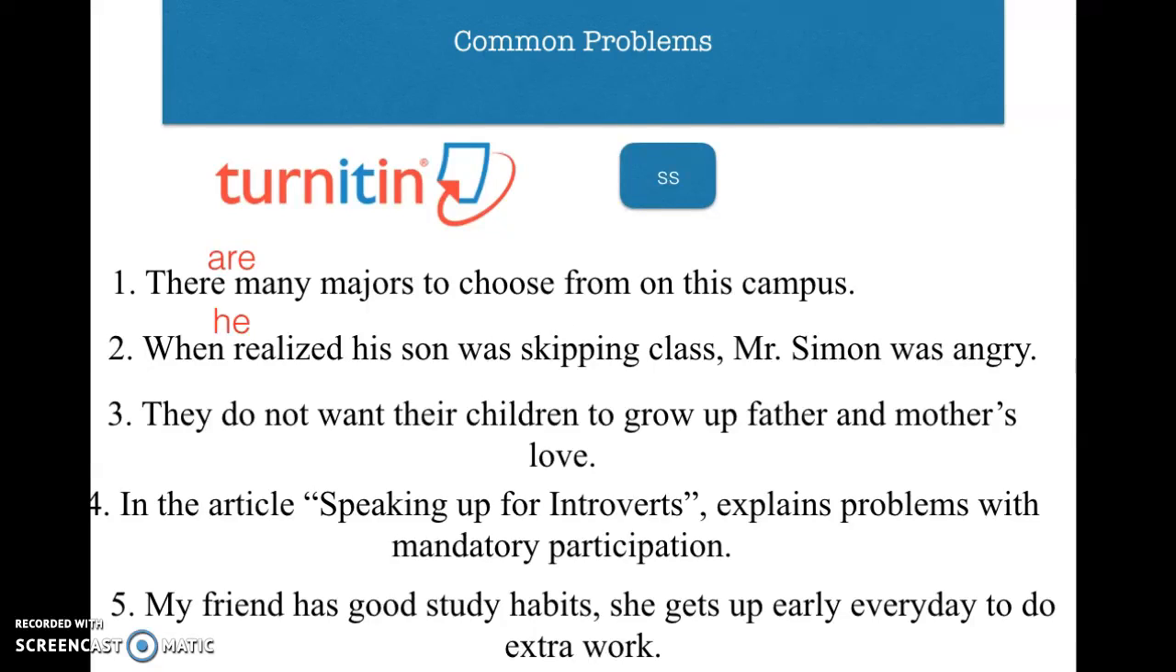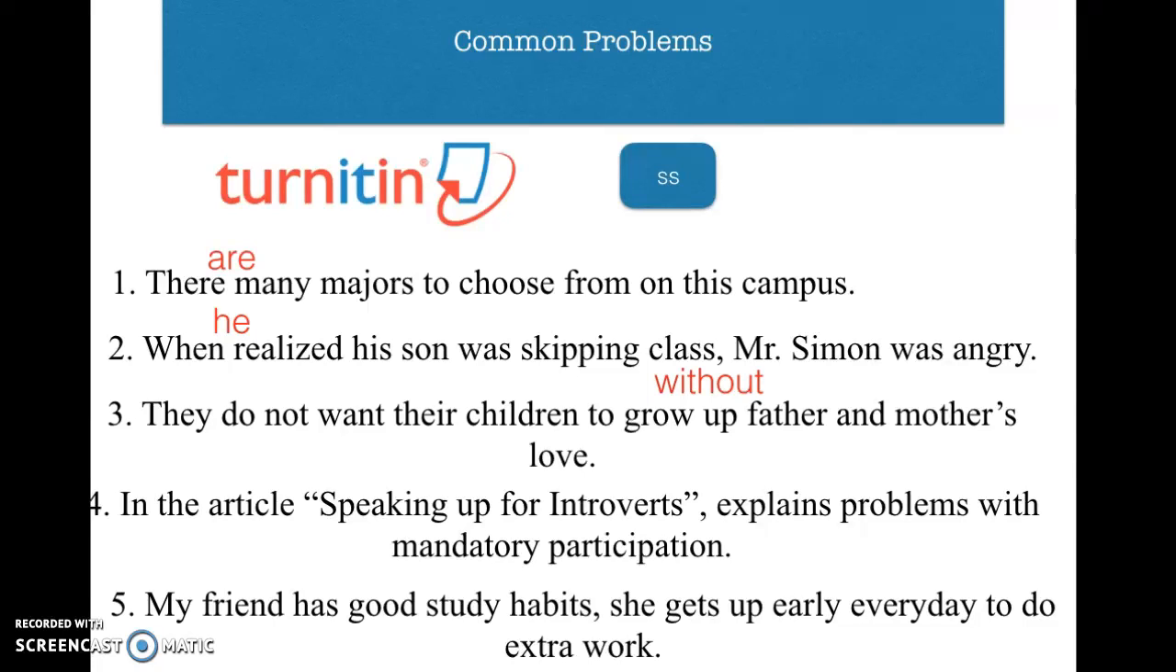For the next one, they do not want their children to grow up father and mother's love. Here, the last part of this sentence is actually intended to be a prepositional phrase. So without is fine. But if you don't have that preposition, it does not open up the prepositional phrase and the sentence makes no sense.